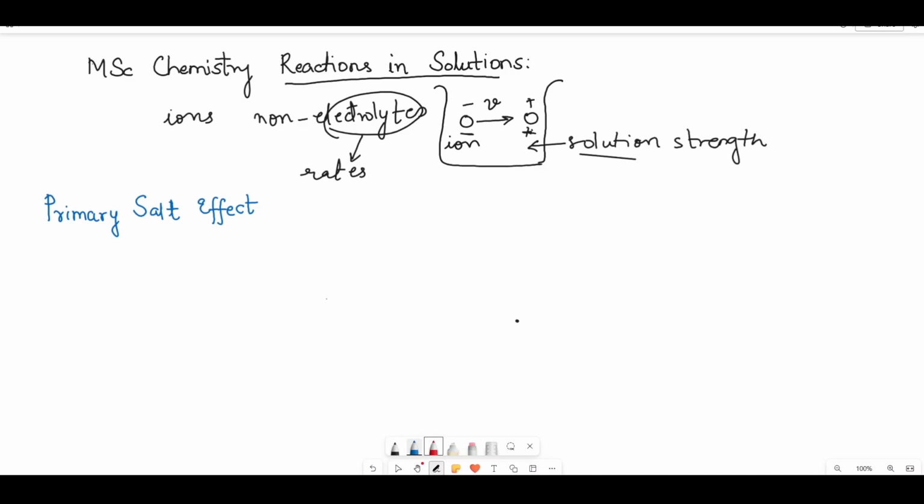According to transition state theory, the reacting ions first form an activated complex, which is in equilibrium with the reactant, and then this activated complex decomposes to yield the products. So the rate of reaction is determined by the concentration of activated complex.